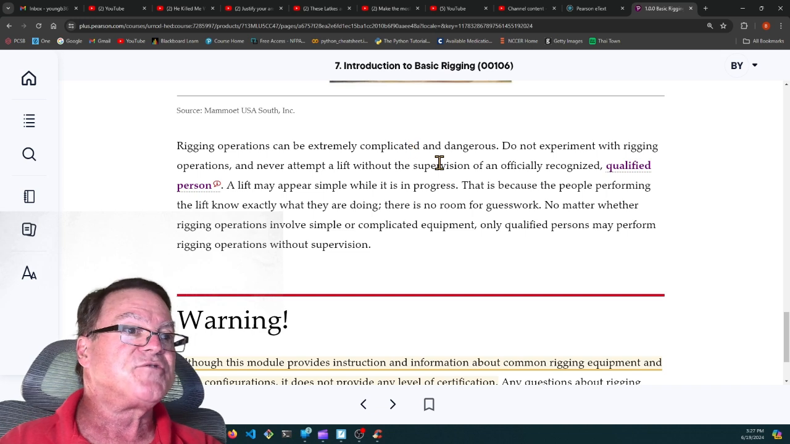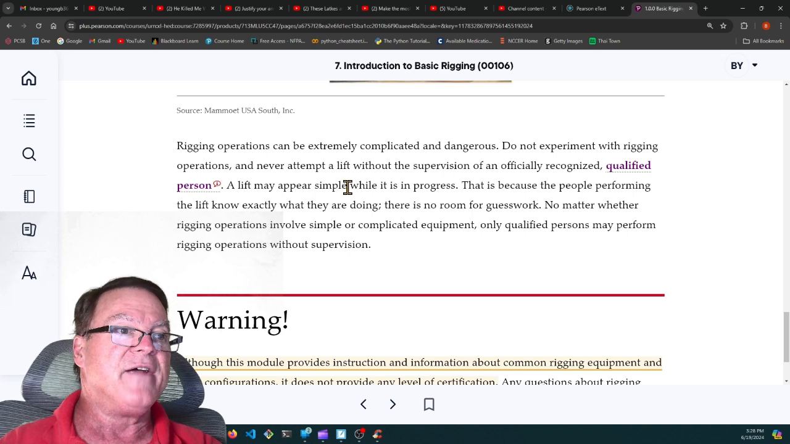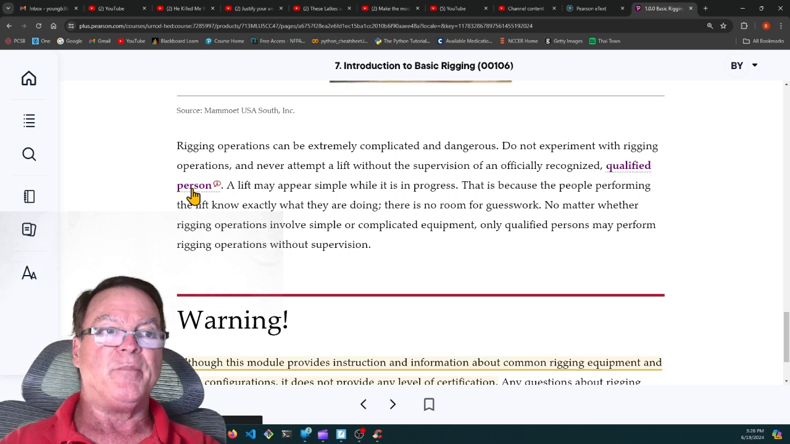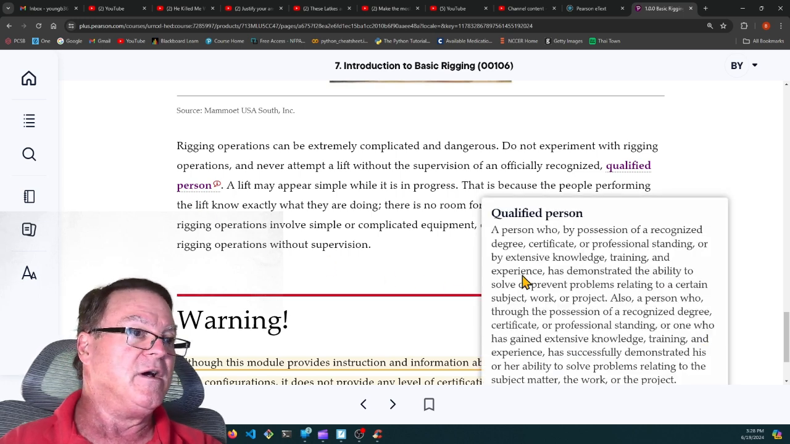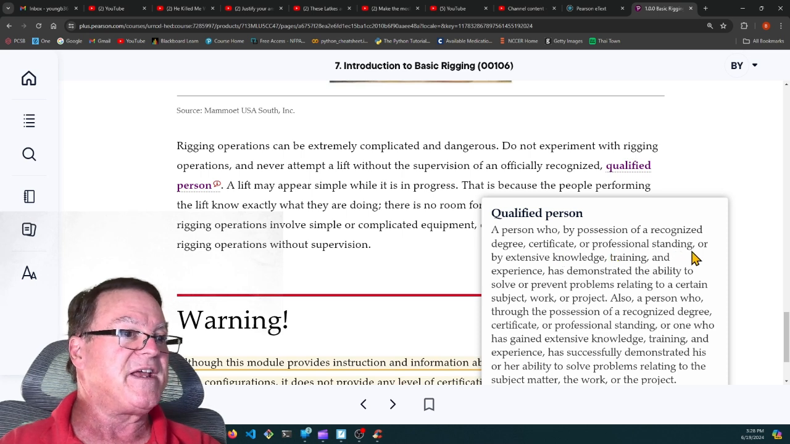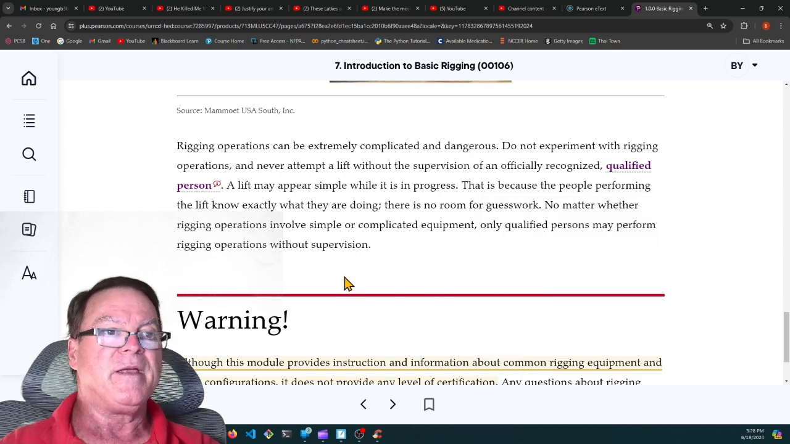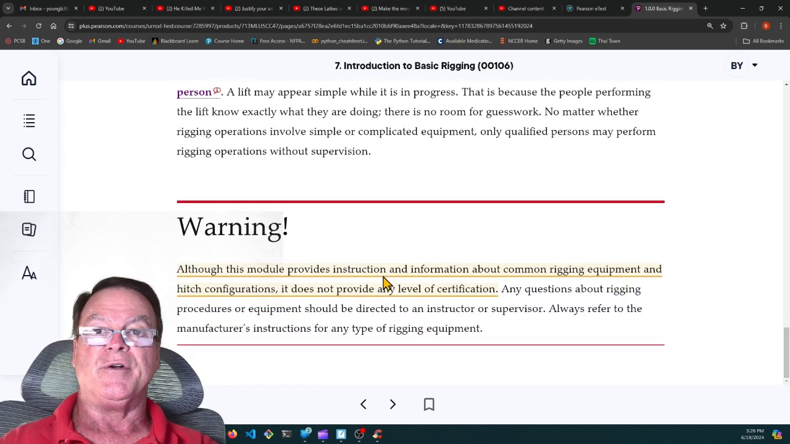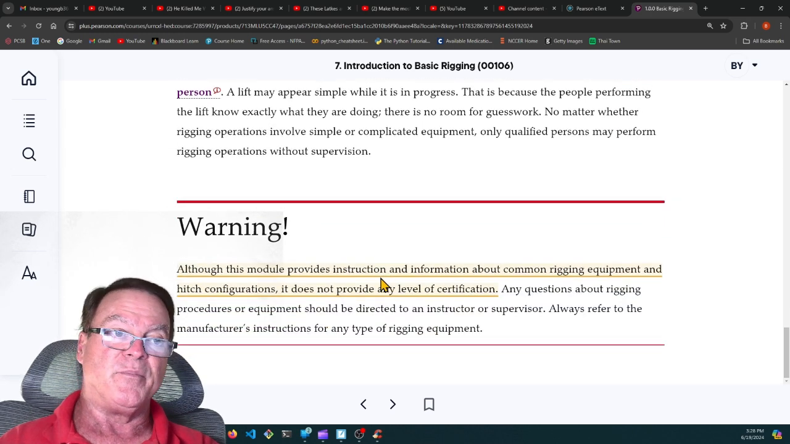Rigging operations can be extremely complicated and dangerous. Do not experiment with rigging operations and never attempt to lift without the supervision of an officially recognized qualified person. There's that term again: a person who, by possession of a recognized degree, certificate, or professional standing, or by extensive knowledge, training, and experience, has demonstrated the ability to solve or prevent problems related to a certain subject, work, or project. So you'd have to go to school to learn rigging in order to be a qualified person.